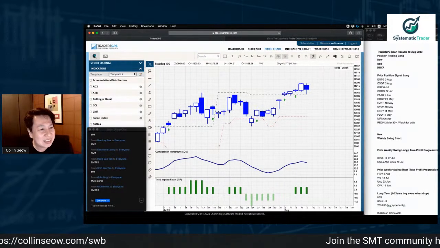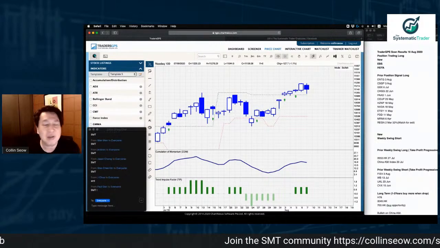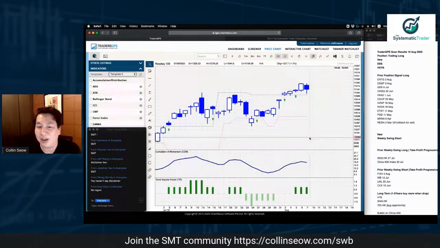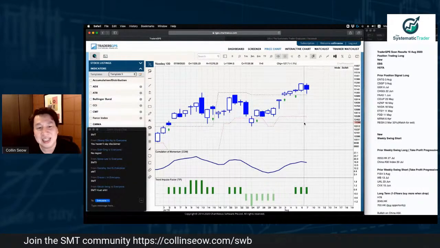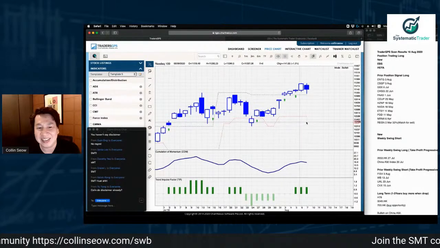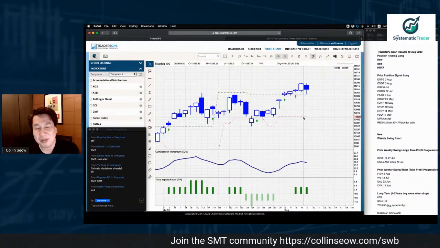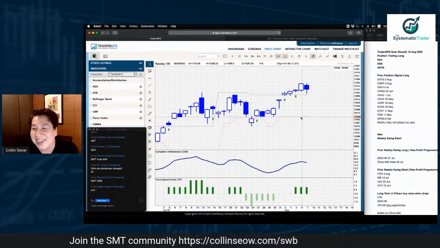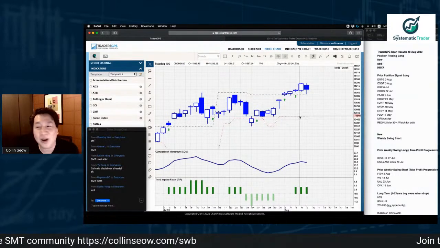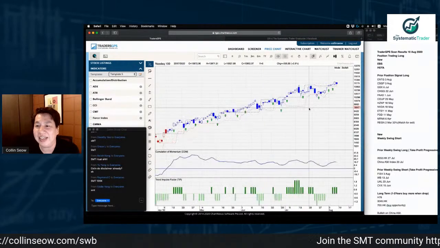What is the dotted line below? The dotted line below is actually the support. This is the support. Disclaimer said already. So this is the support line, and this is the resistance line.